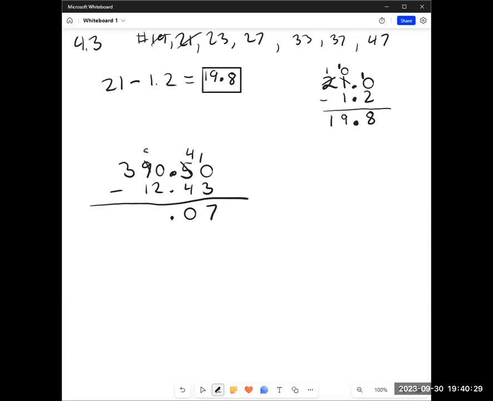We're going to need to borrow here. 10 minus 2 is 8. 8 minus 1 is 7. 3 minus 0 is 3. We end up with 378 and 7/100.